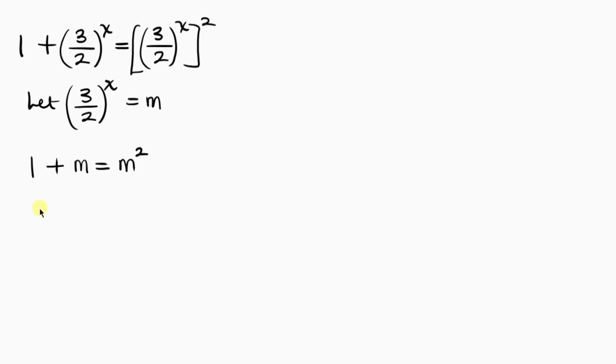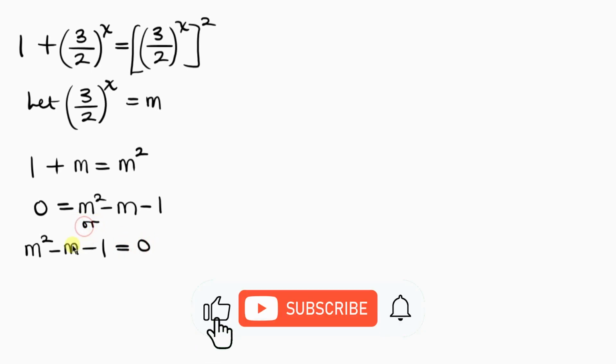So we have 0, if I'm moving everything to the right, to be equal to m squared. When m crosses to the right, it becomes minus m. And when 1 crosses to the right, it becomes minus 1. This can also be written as m squared minus m minus 1 equal to 0. So they are the same thing. I just flip their positions.